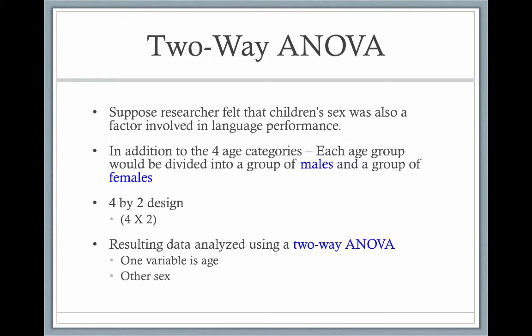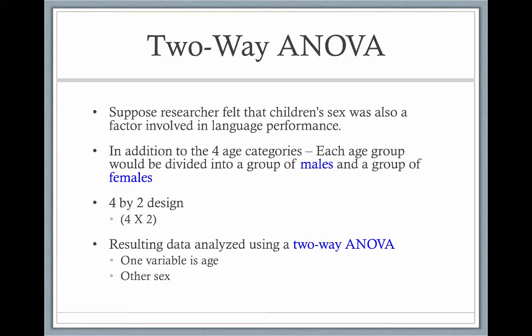There's also a two-way ANOVA. So suppose a researcher felt that the children's sex was also a factor in the language performance. So in addition to the four categories, each age group would be divided into a group of males and a group of females. So this would be a 4-by-2 design. So we have the 5, 6, and 7-year-olds, and then looking at males and females.